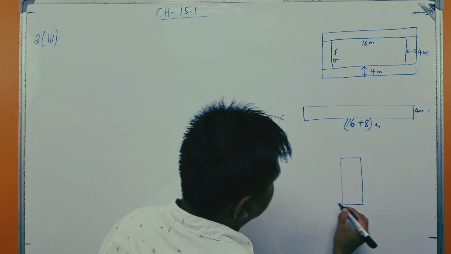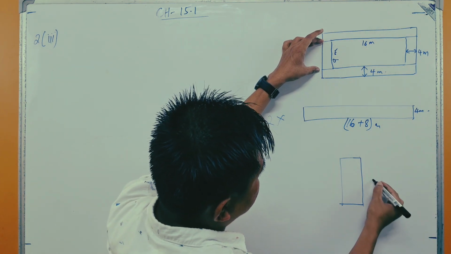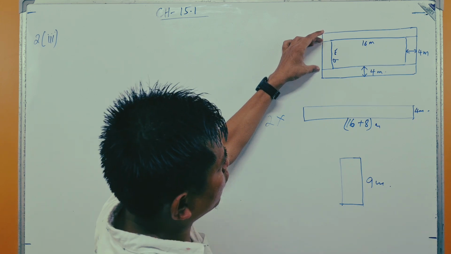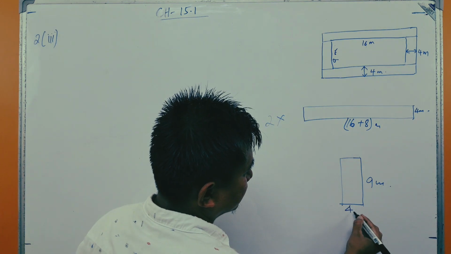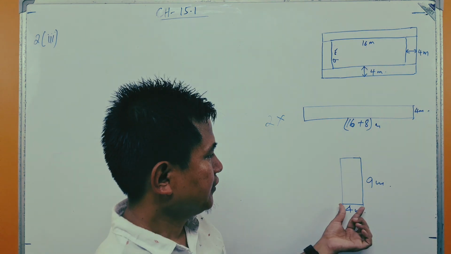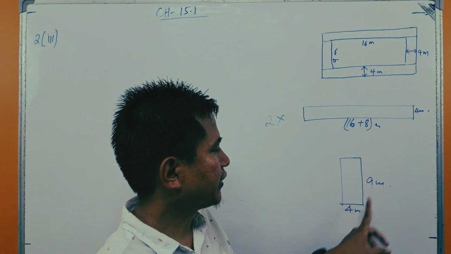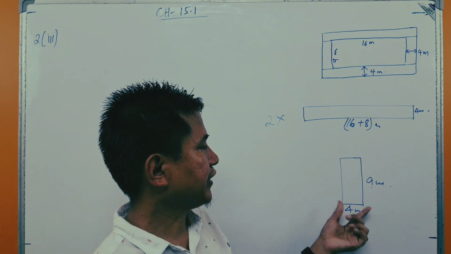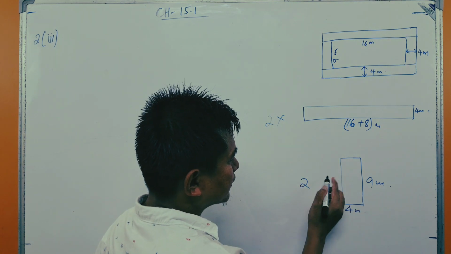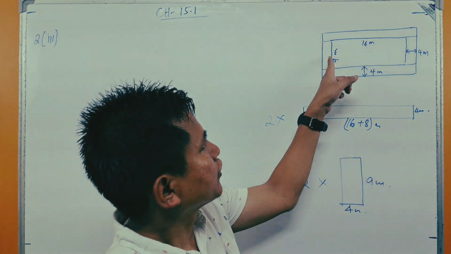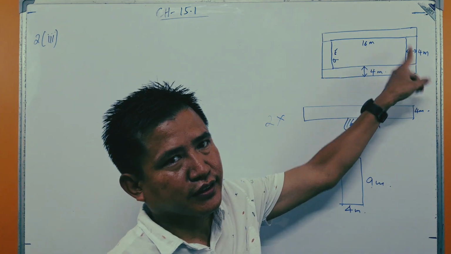Okay, now this is another rectangle, this rectangle. Length is 9 meter and width of this rectangle is 4 meter, isn't it? When we multiply length and breadth, we get the area of this small rectangle. Now when we multiply the area of this small rectangle by 2, we get the total area of these 2 rectangles. The same rectangle is here also, isn't it?